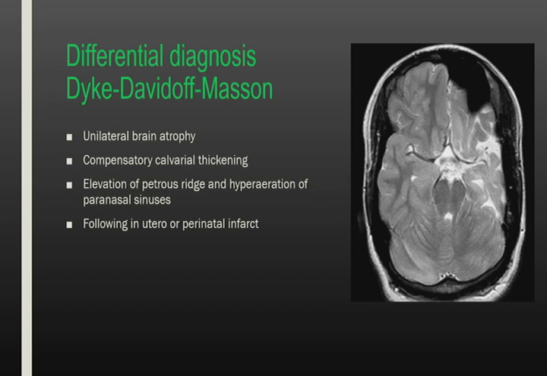Differential diagnosis is Dyke-Davidoff-Masson. It's a unilateral brain atrophy, like our case. It has compensatory calvarial thickening and elevation of the petrous ridge and hyperaeration of paranasal sinuses. But in this case, the calcifications are not often seen, and we remember the patient has a history of infarct in utero and perinatal.